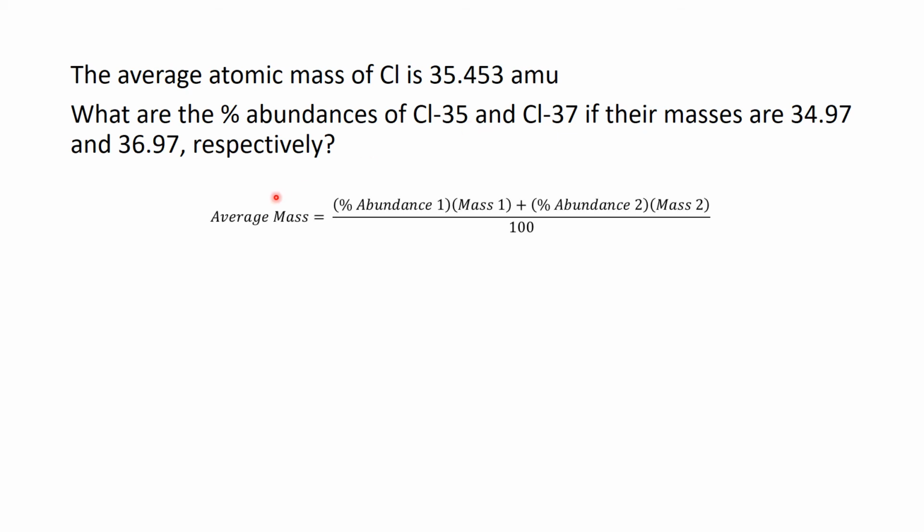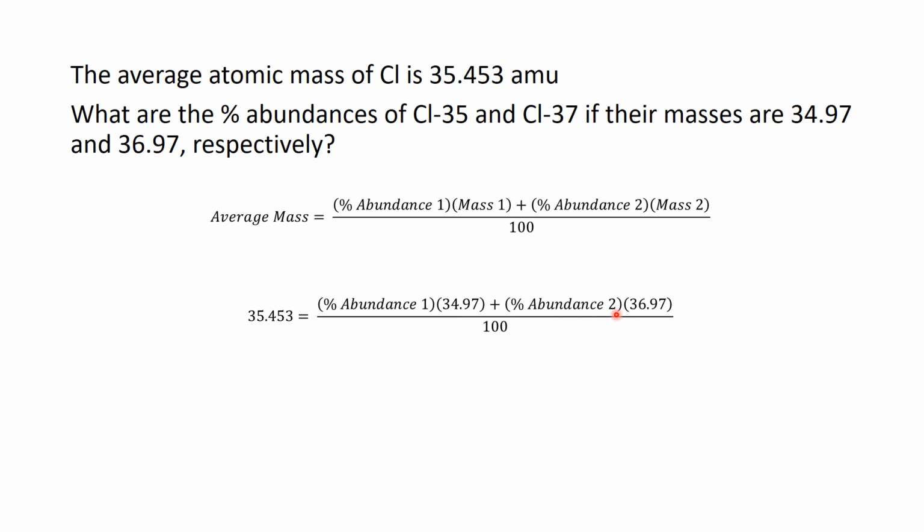So the formula we're going to use is the average atomic mass is equal to percent abundance times the mass of each isotope divided by 100%. So let's just plug in the values we have and see where we are. So we have 35.453 is the average mass, and then plug in the isotopic masses, and we're left with two unknowns. Now, if I have one equation and two variables, I can't solve for one of the variables. So I'm going to need to do something else. So I have a percent abundance of 1 and the percent abundance of 2.